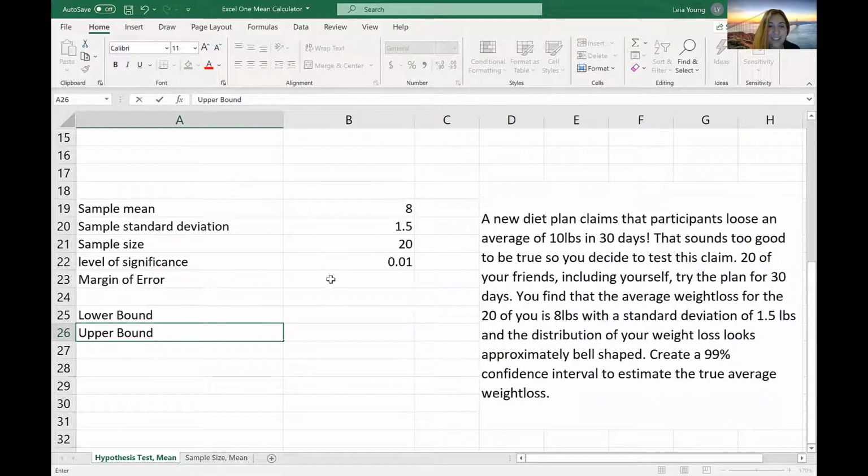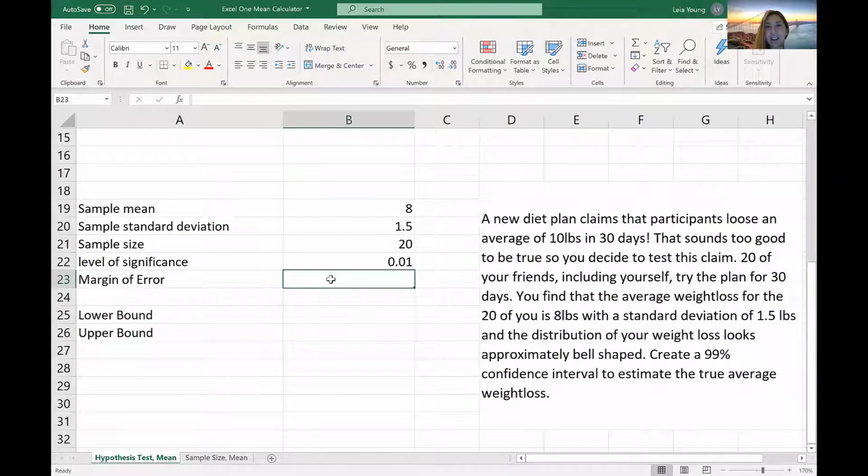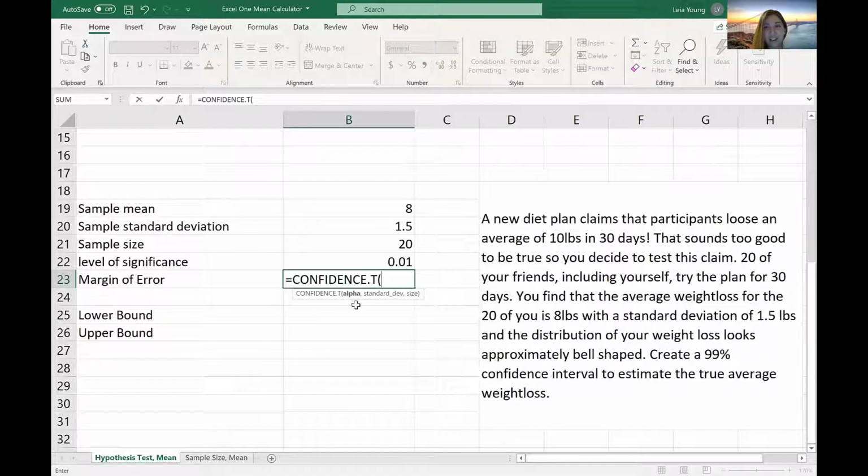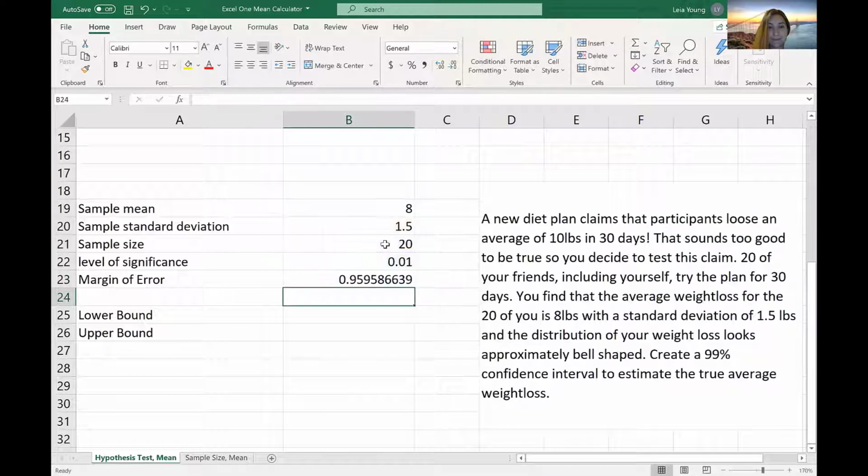All right. So to find the margin of error in Excel when given summary statistics, we'll use the CONFIDENCE.T function. So equals, start typing it out, CONFIDENCE.T. The alpha level is the level of significance. Then the standard deviation, and our sample size. Great.